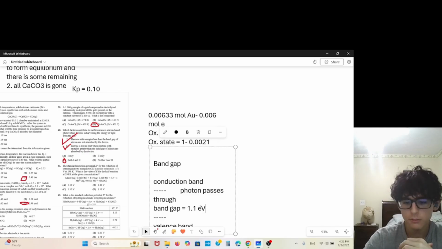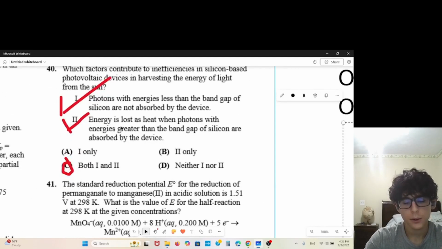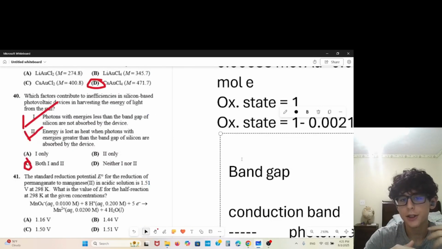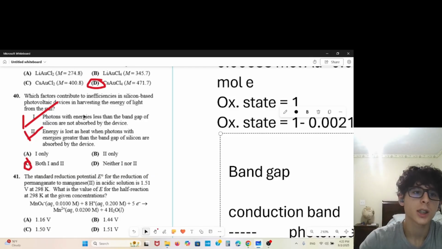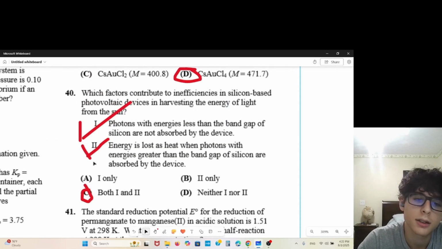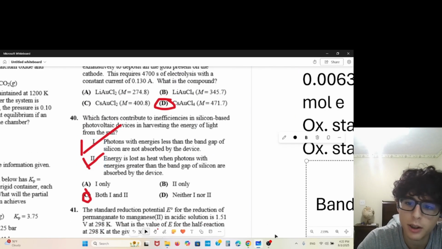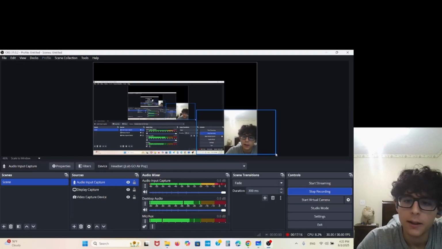And the thing here, what 2 is talking about, is photons with energies greater than the band gap of silicon are absorbed by the device, and energy is lost as heat. That excess energy that isn't necessary is going to be transformed into heat. So 1 is correct, and 2 is correct. So pretty interesting, unique question, but yeah. All right, peace out.